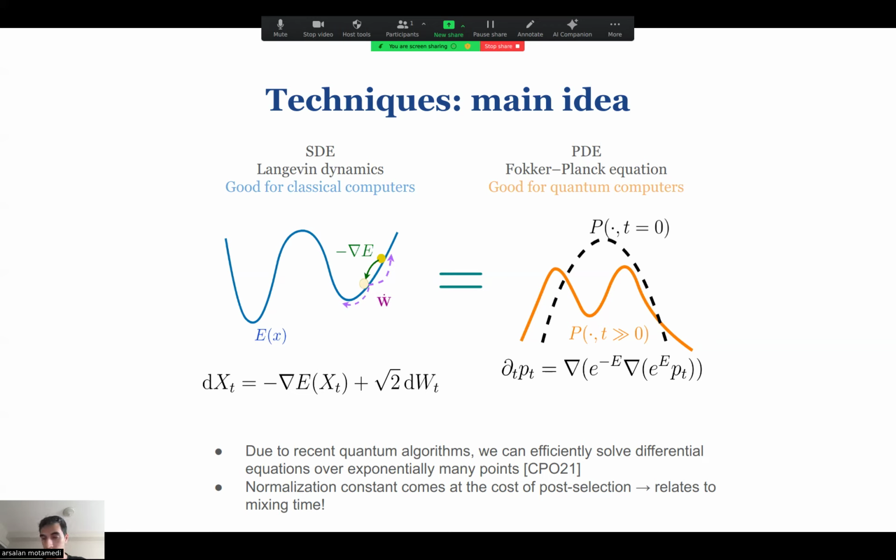As a result, I just want to say that you cannot get a fast forwarding in time. However, you can basically use differential equation solvers for sampling, which is a novel thing we present.